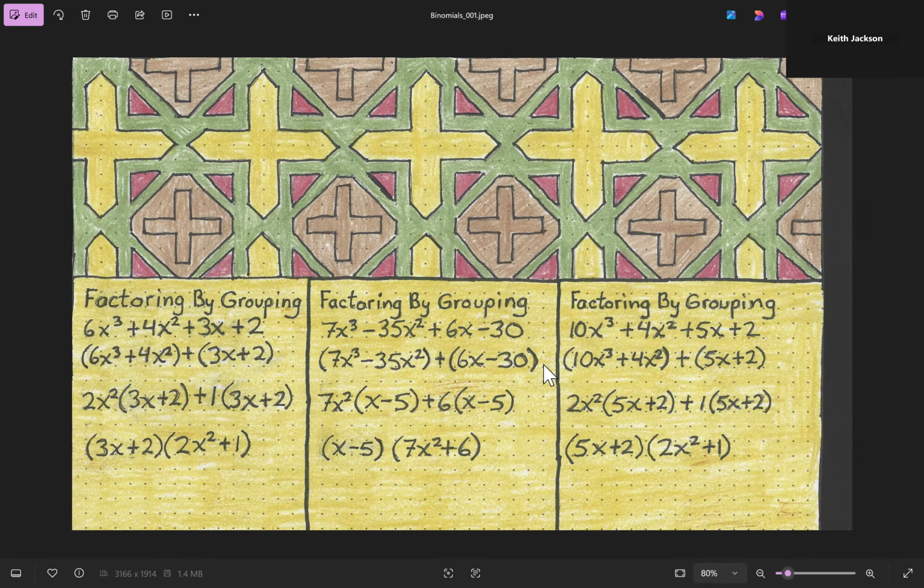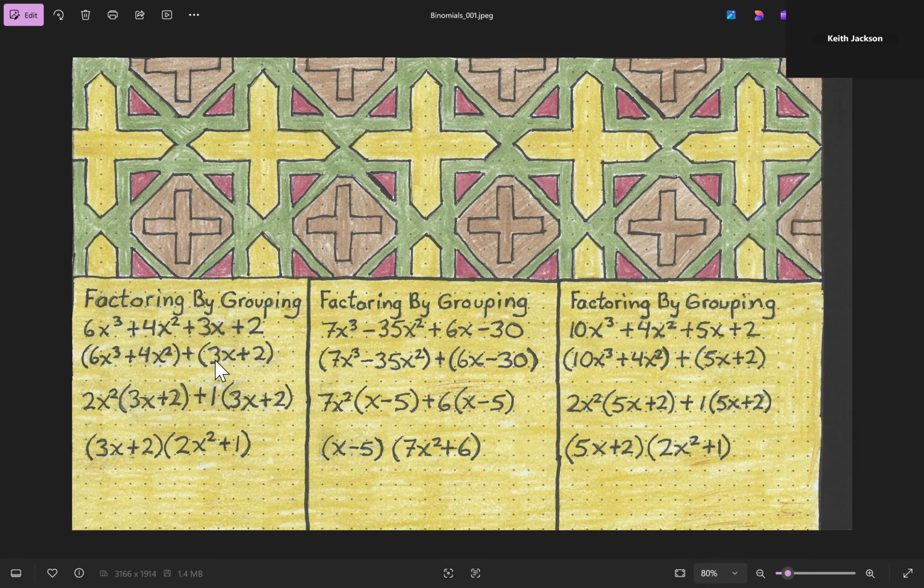Let's take a look at the first big example, in which we have 6x cubed plus 4x squared plus 3x plus 2. We're going to group the 6x cubed plus 4x squared, and then we're going to group the 3x plus 2. When we look at the 6x cubed plus 4x squared, we can factor out a 2 because 2 is the greatest common factor of 6 and 4. And then we can factor out an x squared because that is the greatest common factor of x cubed and x squared. Next thing you know, we have 2x squared times a quantity of 3x plus 2.